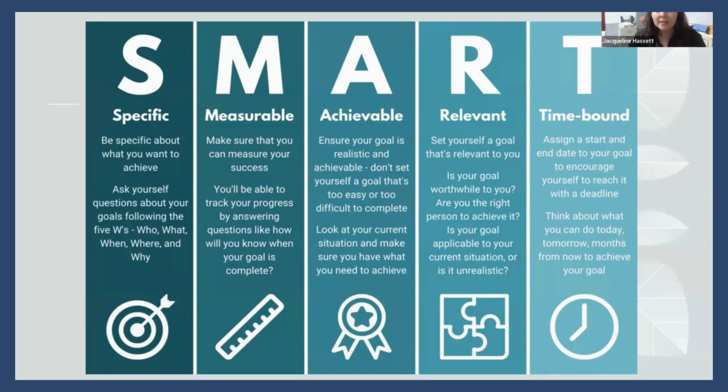So can you measure this success? Are you able to track the progress that you're making? Is it something that can be measured? And of course, you may need to get creative with this, right? Measuring doesn't always have to be hard numbers. It can be maybe your perception.